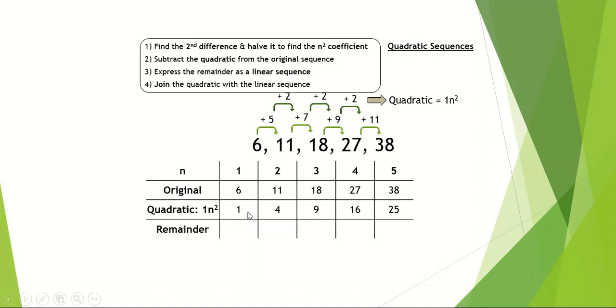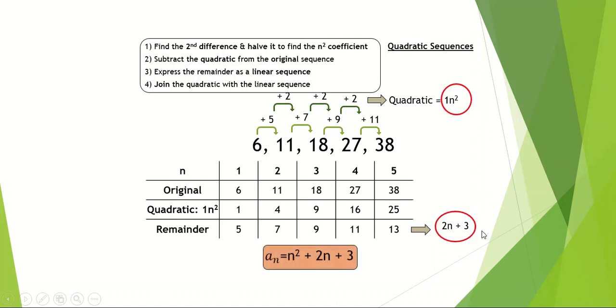Then, subtract the quadratic from the original. It will give you the sequence 5, 7, 9, 11, and 13. Then, observe that the remainder forms a linear sequence. Therefore, it's 2n plus 3. Then combine. A sub n is equal to n squared plus 2n plus 3.